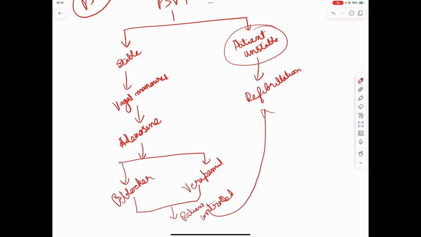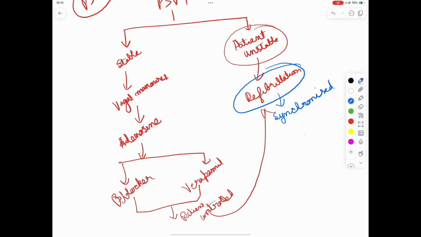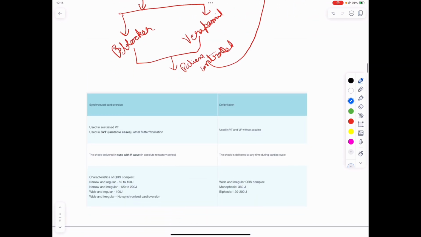Now many of you may not have noticed, but I deliberately made a mistake here. It is not defibrillation, it is synchronized cardioversion. I did so because many students don't understand the difference between defibrillation and synchronized cardioversion. So in PSVT we will do synchronized cardioversion. Why? Because synchronized cardioversion is used in sustained ventricular tachycardia or supraventricular tachycardia, unstable cases, and atrial flutter or fibrillation, whereas defibrillation is used in ventricular tachycardia and ventricular fibrillation without a pulse.